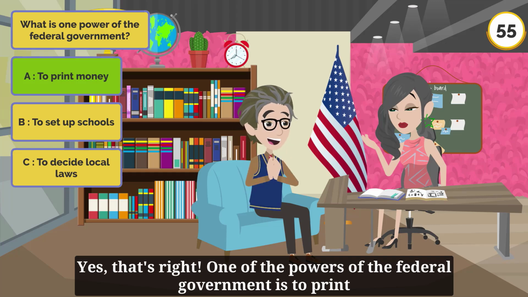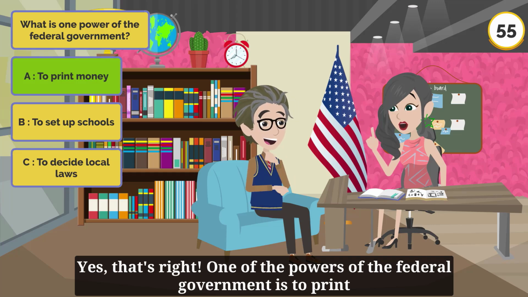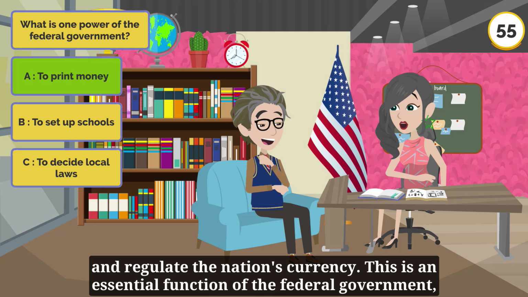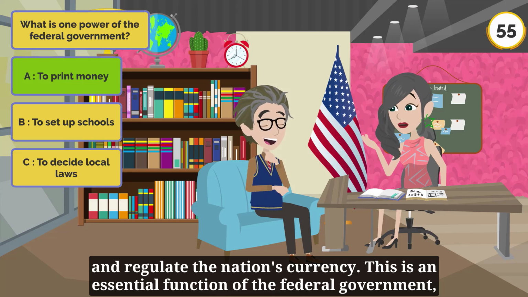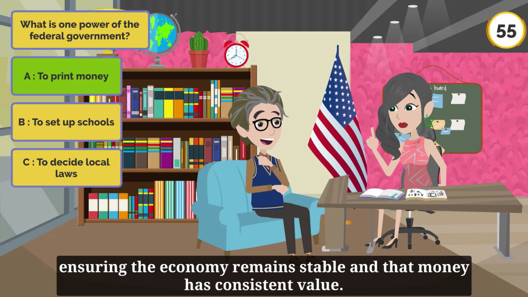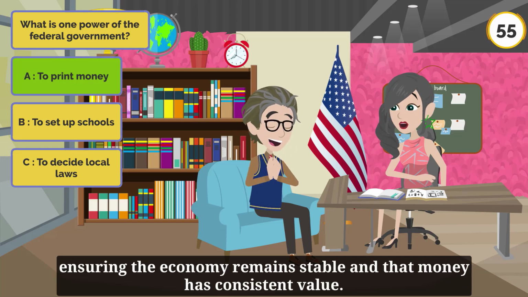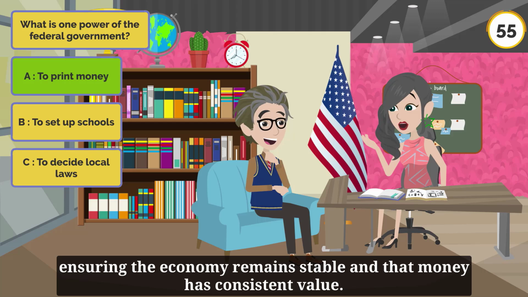One of the powers of the federal government is to print and regulate the nation's currency. This is an essential function of the federal government, ensuring the economy remains stable and that money has consistent value.